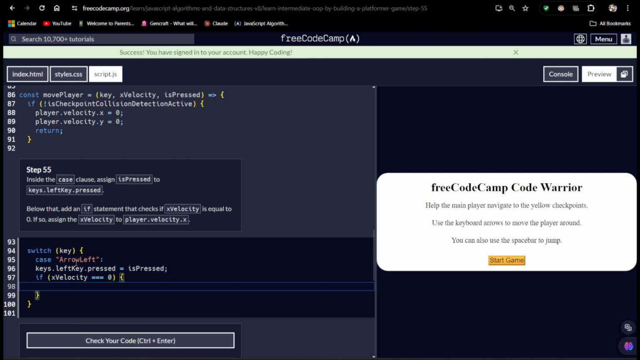So we would actually have to write this first before this one, because we are assigning x velocity to the velocity x of the player. So we write the player and its velocity, and that velocity would be the x, and assign it to the x velocity. So we are assigning the x velocity to the velocity x of the player, which indicates we are able to control the player's movement on the x axis.